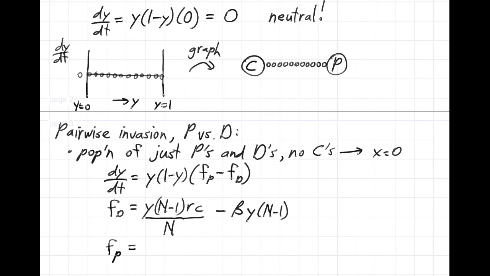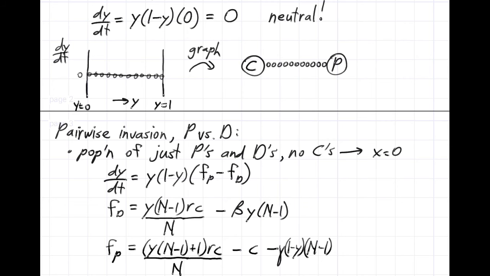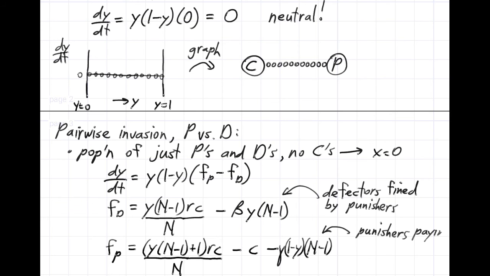What about the punishers themselves? Again, they will see y times n-1 other punishers, or contributors, in the group, and they are a contributor themselves. Everybody contributes c, which is multiplied by r, and shared amongst n individuals. As a punisher, as a contributor, they have to pay a cost c, and because they're punishers, they have to punish all the defectors they see in the group. So how many do they see? Well, there are n-1 possible others in the group. Y of those are punishers, and 1 minus y are defectors. And those defectors cost the punisher gamma each. So this bit here is defectors being fined by punishers, and this is punishers paying a cost to fine the defectors.